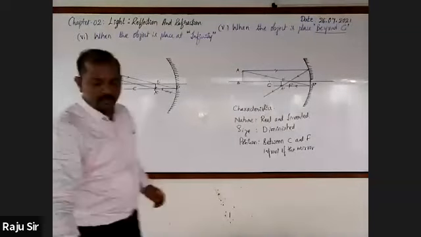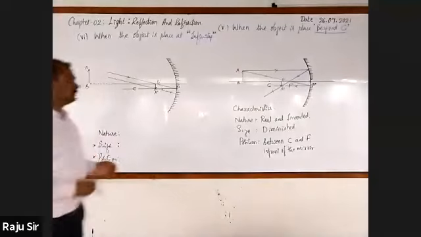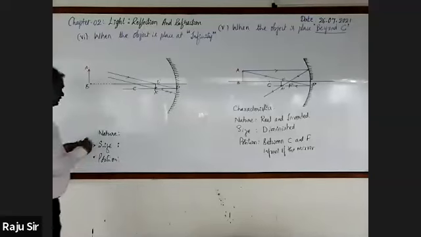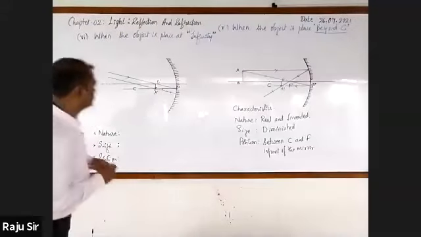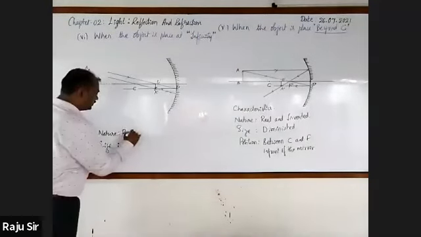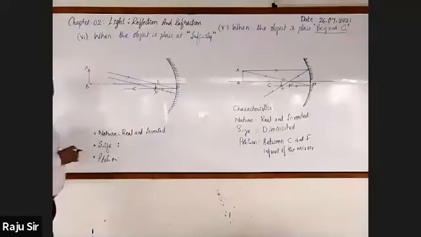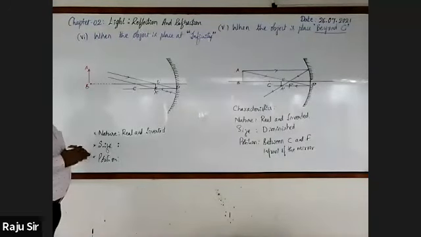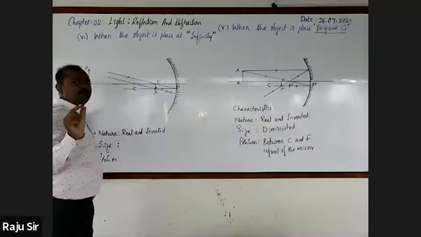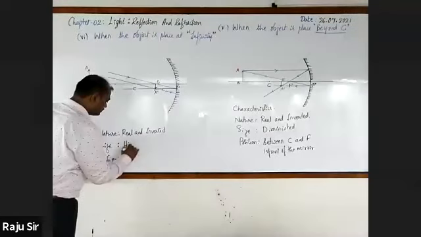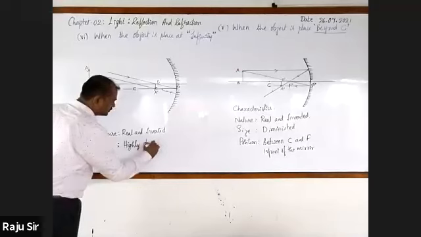Now you tell, what is the nature of the image? Real and inverted. Right. It is real and inverted. Next. Nature, size. Yes, it is very smaller than the object. Hence, you can go for using the words highly diminished. Right. It is highly diminished.